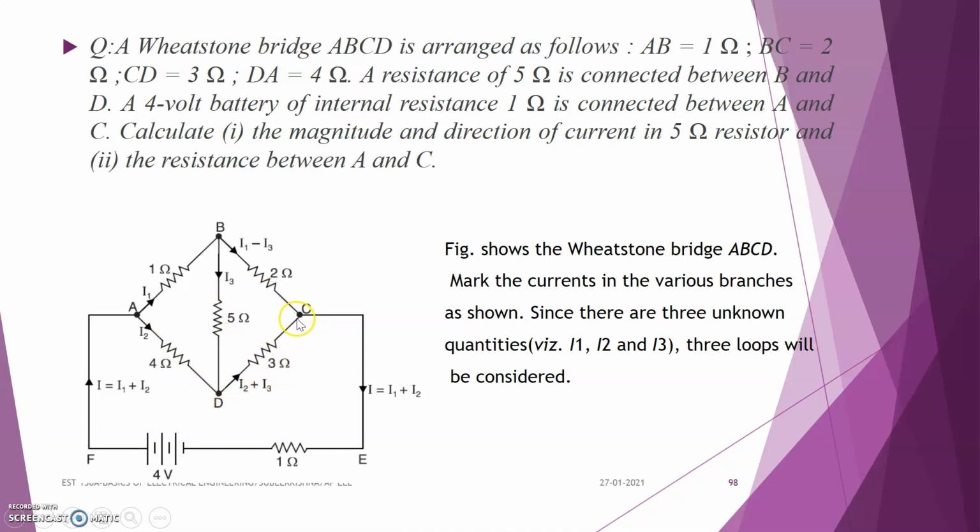So at point C, I1 minus I3 and I2 plus I3 are entering here. So this is plus I3 and this is minus I3, so it gets cancelled. So the current which is flowing through this section, that is the CE section, is I1 plus I2. So it is marked here and it is flowing like this.